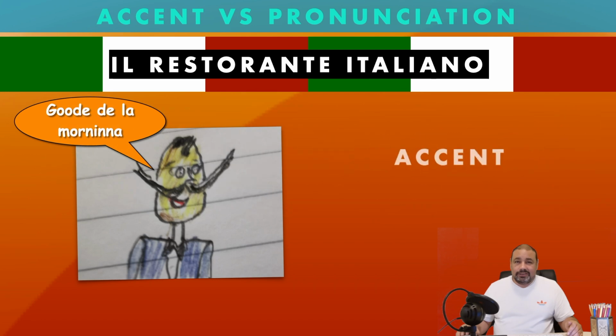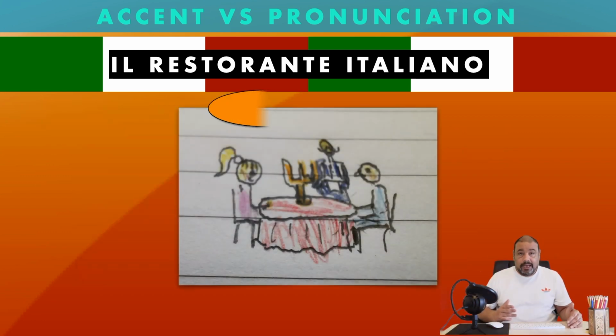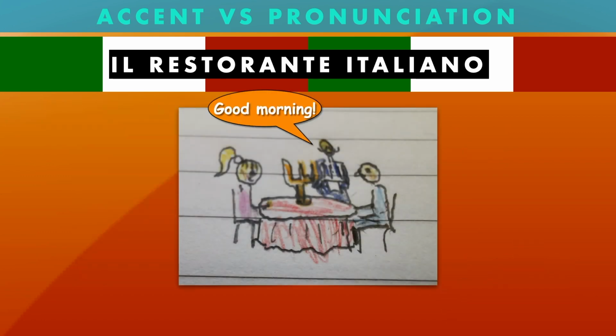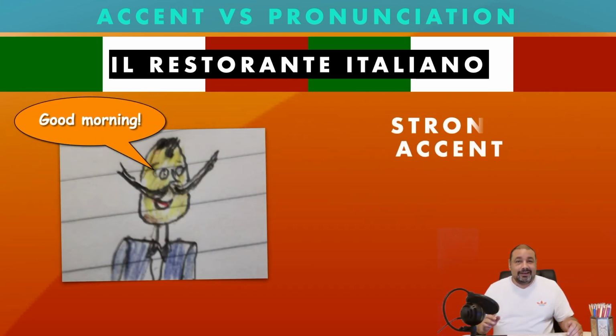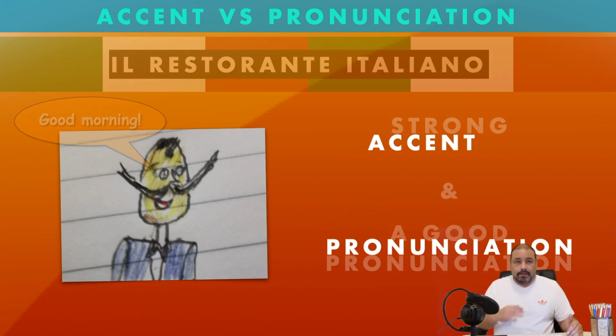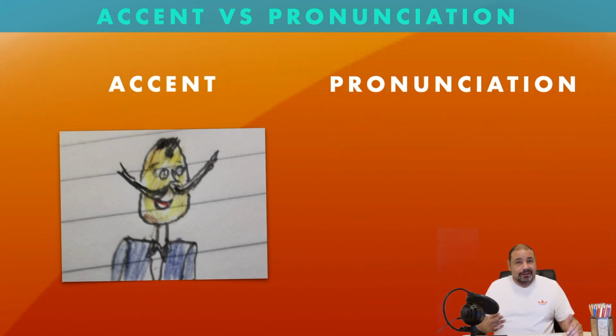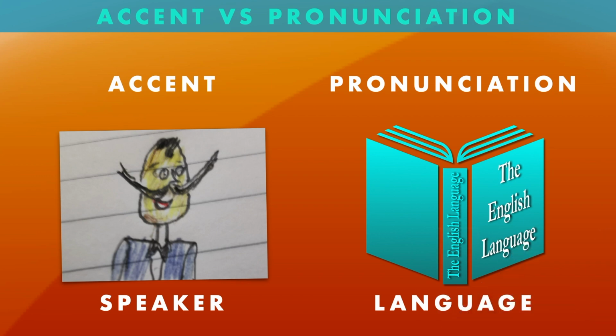In this case, we can say that the waiter has a strong accent and a bad pronunciation. However, if the waiter comes and tells you, "Good morning," also with an Italian accent, we can say that he has an accent or even a strong accent, but with a good pronunciation. Therefore, we are going to say here that the accent belongs to the speaker, but pronunciation belongs to the language. Again, the accent belongs to the speaker, but pronunciation belongs to the language.